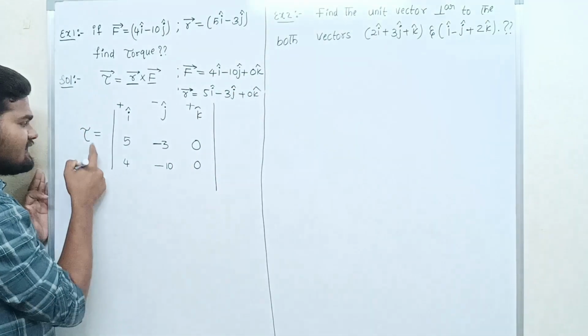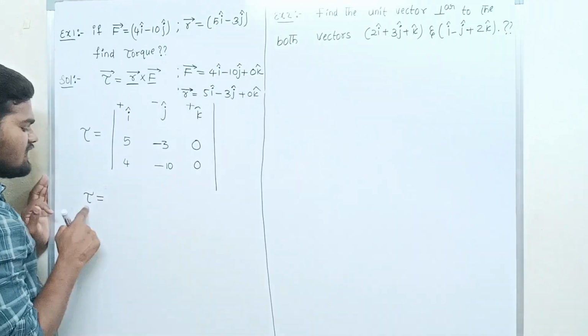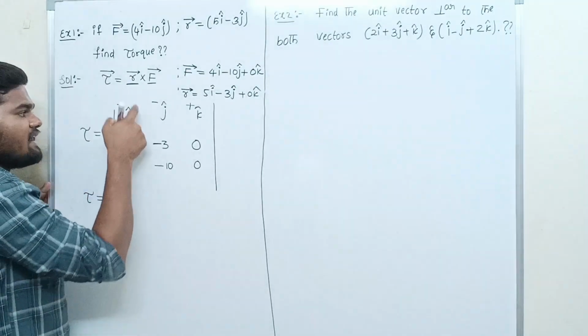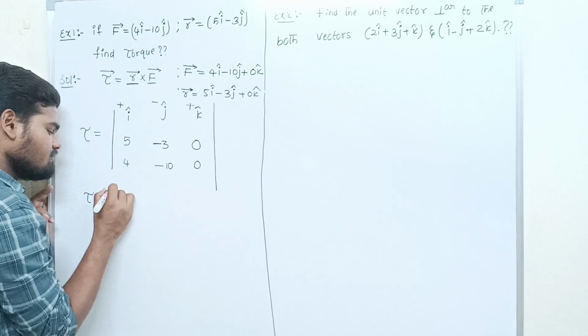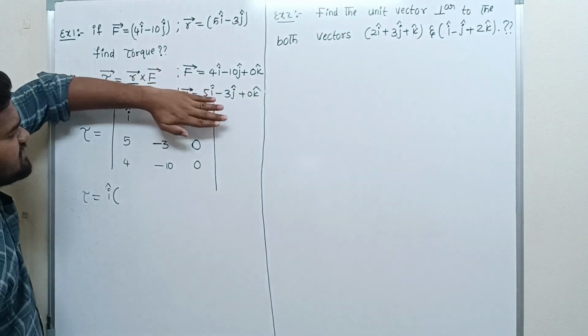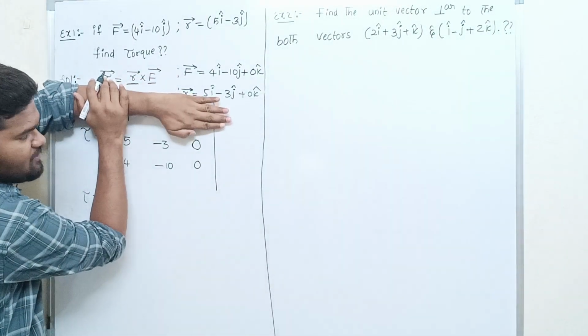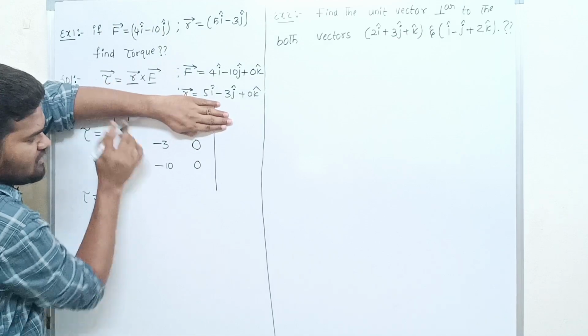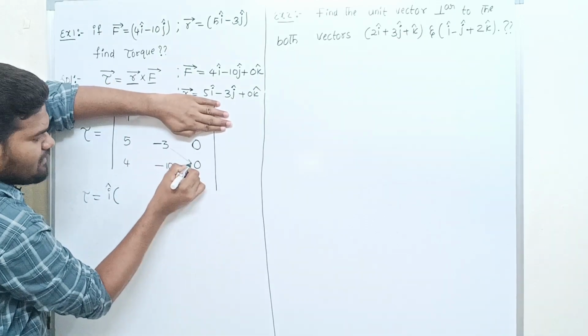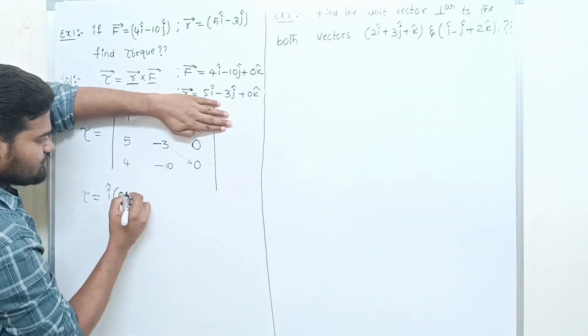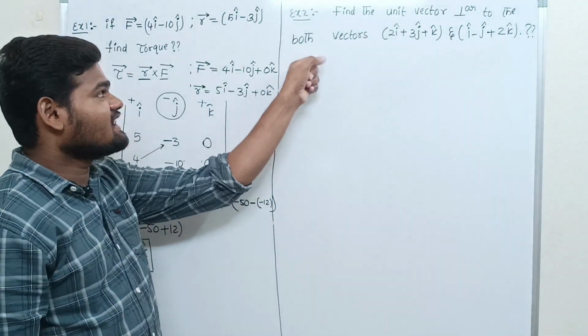Now we have to find the resultant torque vector. Have a look. Torque tau is equal to, here we have i cap. Just take i cap into, leave this row and column. Okay, now remove this column and the row. So minus 3 into 0. Minus 3 into 0 is 0. Right. Let us solve the second example.